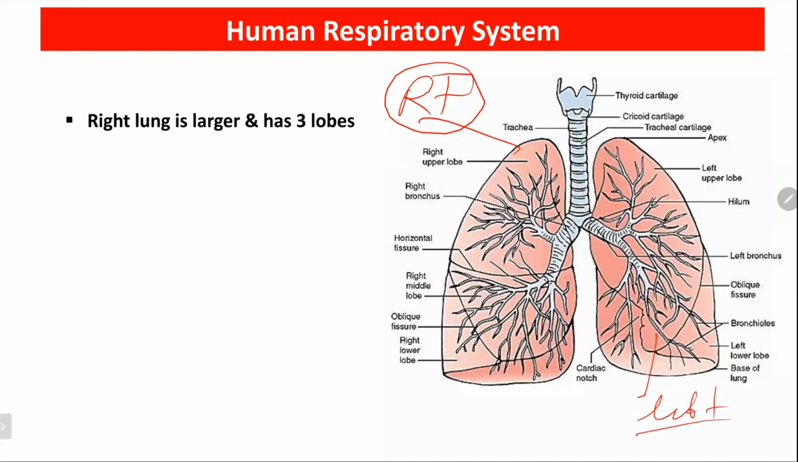Right lung is larger. You can clearly see in this diagram. Right lung is larger. Right lung is having 3 lobes. You can clearly see what those 3 lobes are. You see here, this is one lobe, and here another lobe, right? Right lower lobe this is, and this is right middle lobe, right? So right middle lobe you can clearly see, and right upper lobe.